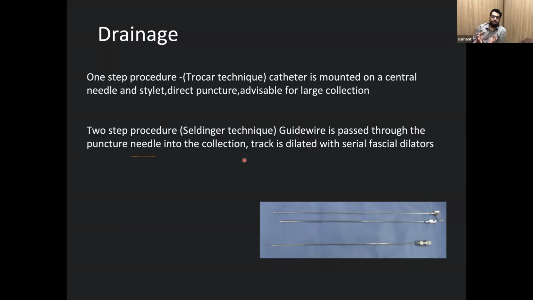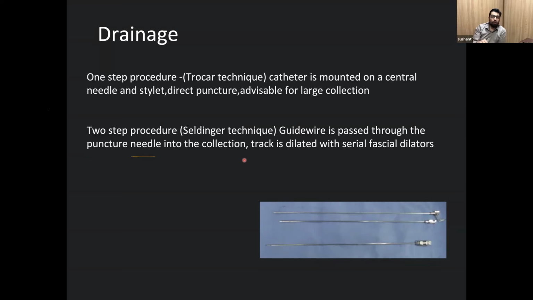There are basically two techniques. One is the trocar technique. So what is the trocar technique? In the trocar technique, we use a catheter that has a needle within it, and we introduce the needle and the catheter as a one-step procedure.